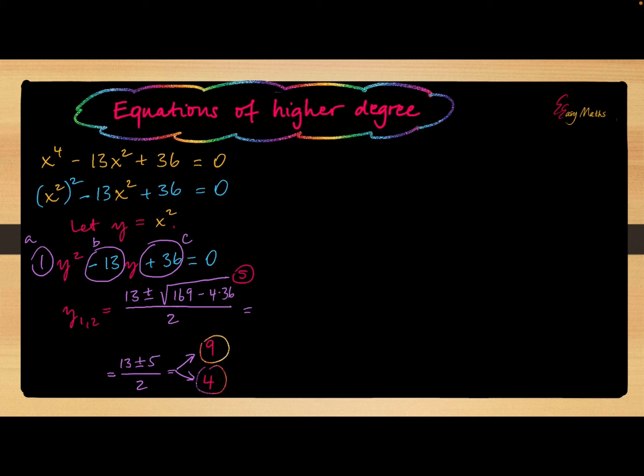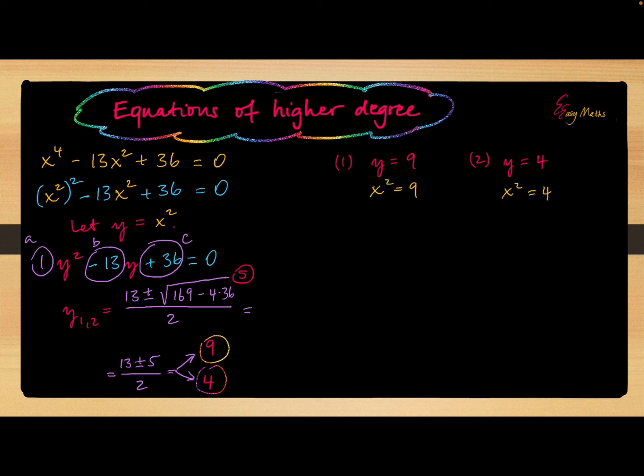But are these the solutions of the original equation? No. We are looking for the values of x and not for y. y was introduced just to help our work, just to reduce the problem to a quadratic equation and make our life easier. So at this stage, you're not allowed to stop. y equals 9 or y equals 4. But what is y really? y is x squared. So now let's put x squared in the place of y.